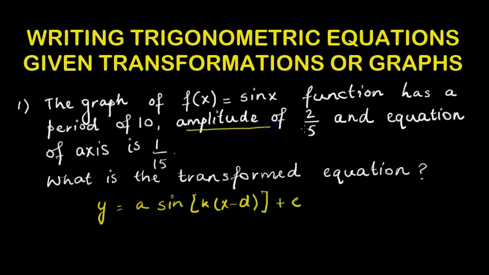We are given the amplitude of 2 over 5. That means the a value is going to be equal to 2 over 5. We're given the equation of axis as 1 over 15. That means the c value is 1 over 15. The time period is given to us as 10.